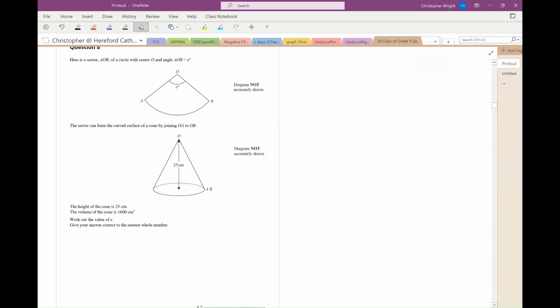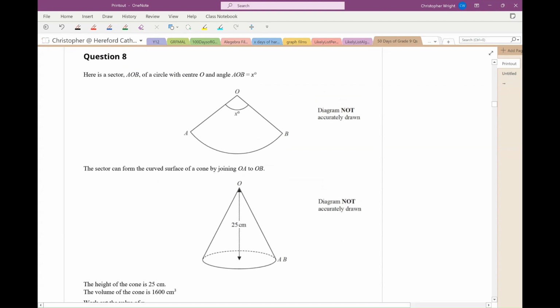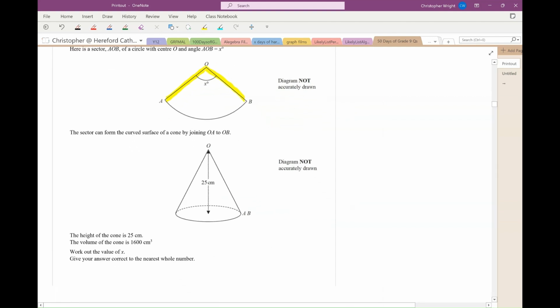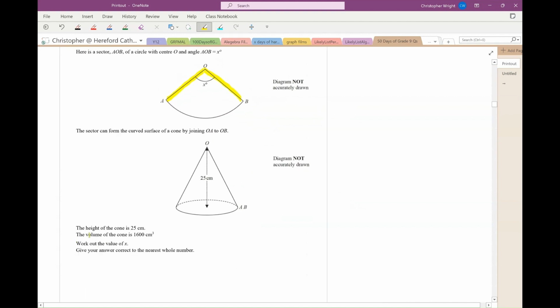Question 8. I've got the sector of a circle OAB, where O is the centre of the circle, and that's an angle of x at the top there. This sector is curved around so that OA meets OB, and it forms the curved surface of a cone. I'm told the height of the cone, and I'm also told the volume of the cone. Work out the value of x.